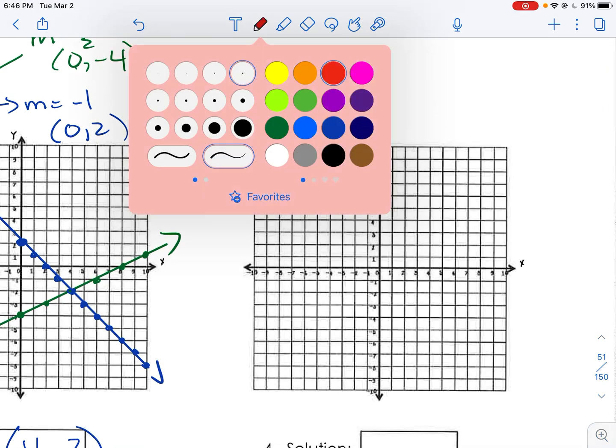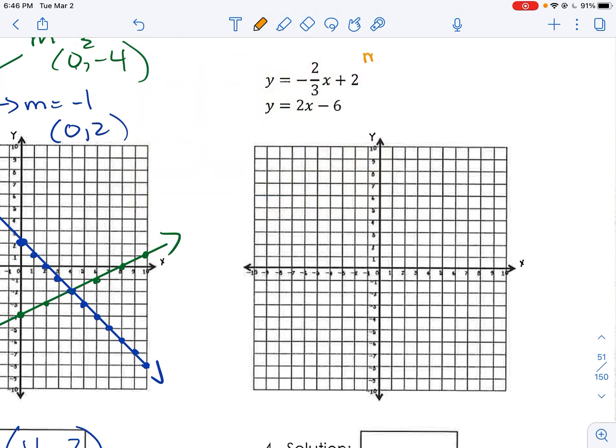And I'll even change it to, I want to do orange. So my slope on this one is -2/3. My y-intercept is 0, 2. So I'm going to go to 0, 2. It's a negative slope, so it's going downhill, boys and girls. So I'm going to go down 2 to the right, 1, 2, 3. Down 2 and to the right 3. Down 2 to the right 3.